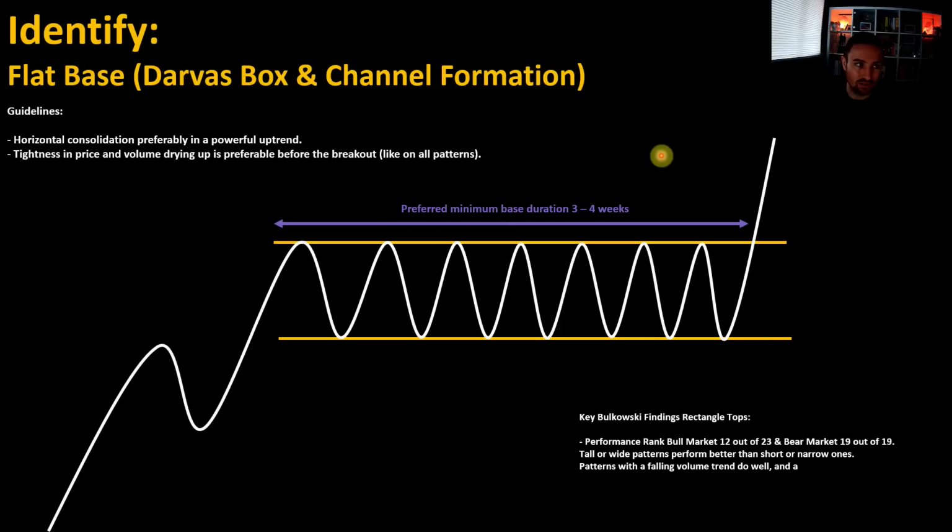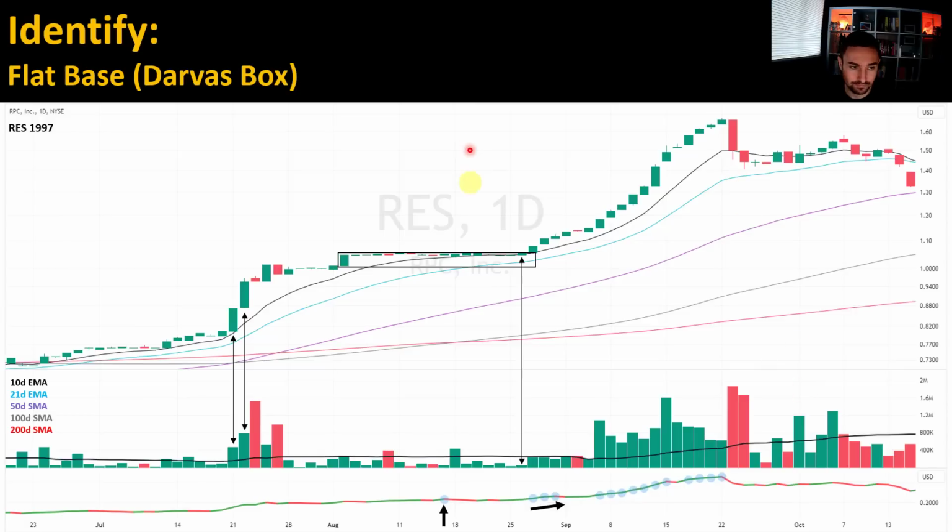Next one, flat base, Darvas box, or a channel formation. So the minimum base duration you'd like to see is ideally 3 to 4 weeks. As the name basically implies, it's a box, a horizontal consolidation, preferably in a powerful uptrend. Tightness in price and volume drying up is preferable before the breakout, like on all patterns. Bosselski found in terms of the performance rank in a bull market, 12 out of 23, and in a bear market, 19 out of 19. So not very good in a bear market. Tall or wide patterns perform better than short or narrow ones. Interesting. Patterns with a falling volume trend do well.